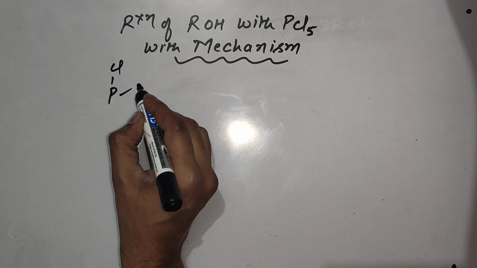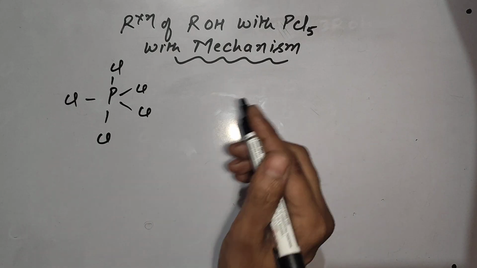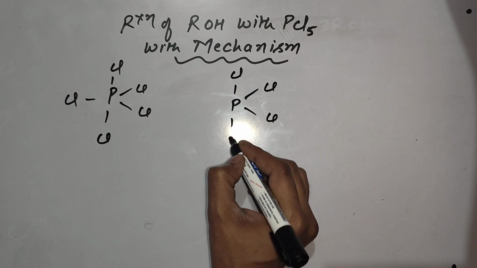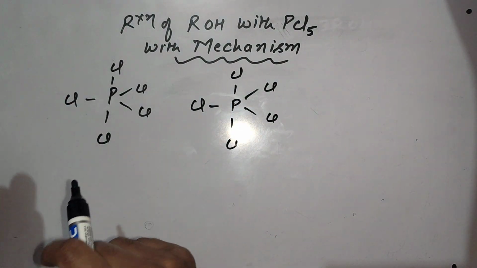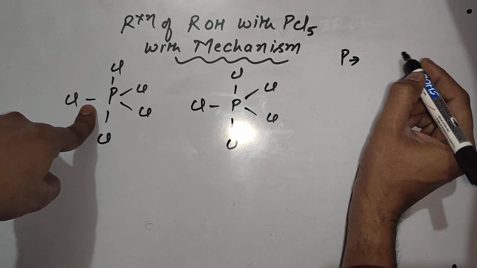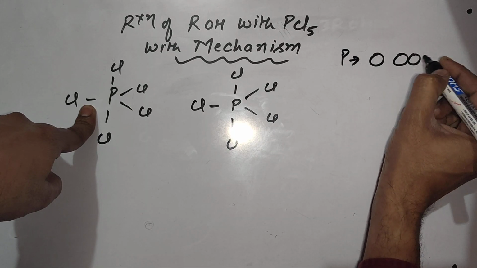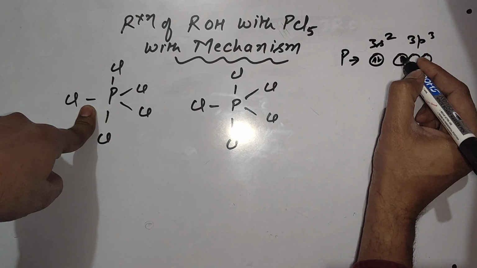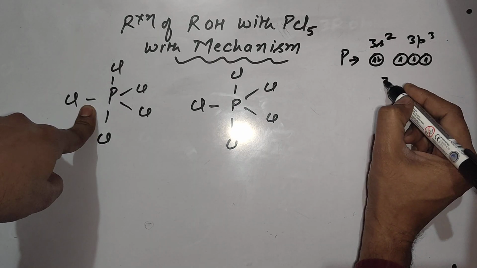PCl5, first of all, this one, PCl5. Two molecules of PCl5, actually what they are going to create, check. As we know, the outermost electronic configuration of P is 3s2 3p3, and the 3d is vacant over here.